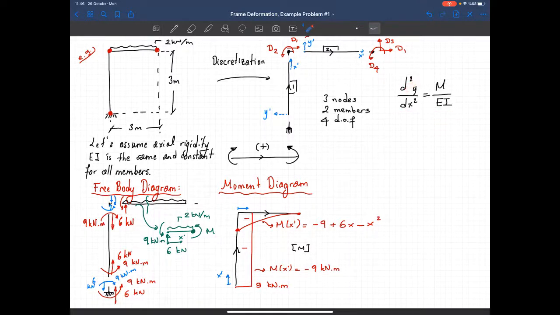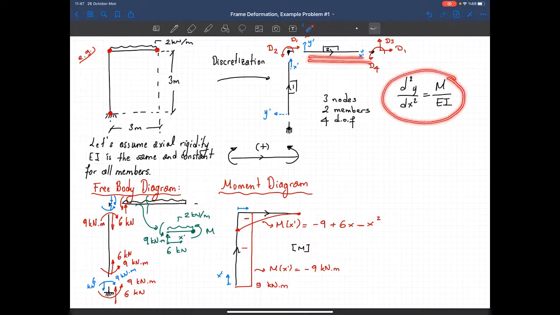But in order to solve this differential equation, which is a second order differential equation, I need two boundary conditions. So if you take a look at our first member, at the start node, I know that the vertical translation y should be equal to 0 and the rotation dy over dx is equal to 0. Since I know these two boundary conditions, I can solve this differential equation for the first member. Once I determine the equations for the transverse displacement and rotation for the first member, I can determine the values of d1 and d2.